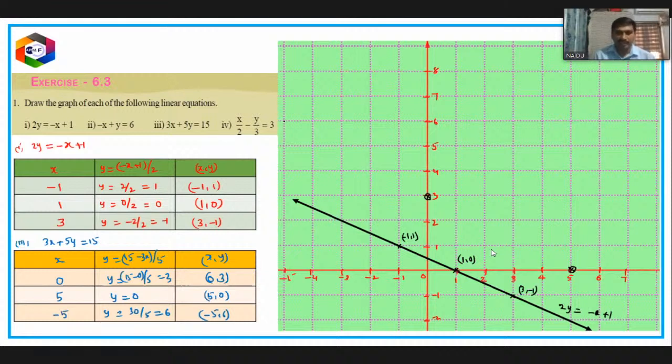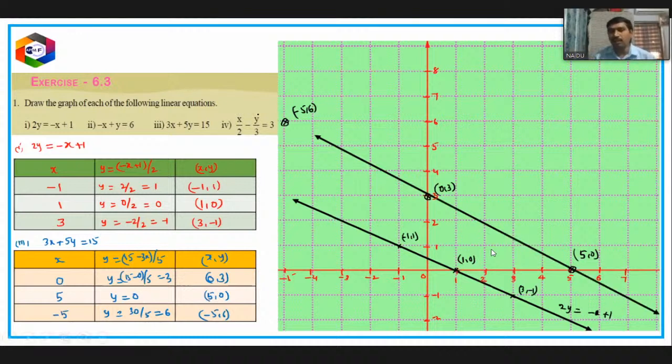Now again let us try to observe, this is minus 5 comma 6, and this is 0 comma 3, and this is 5 comma 0. Now again the same method, let us take the ruler and join this using the scale, then you will get the graph. Observe, children. So I'm going to draw the line here. This will be up to here we have drawn. We can extend it up to any point also. So this will be the second graph, which represents the given line 3x plus 5y is equals to 15.